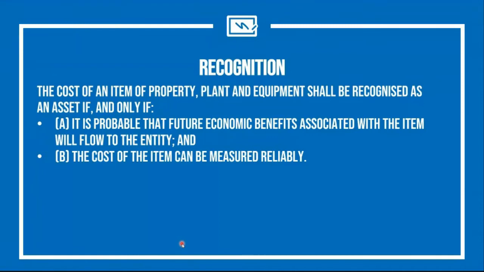So for the recognition criteria, the standard is very straightforward. It simply says there, the cost of an item of property, plant, and equipment shall be recognized as asset if and only if, letter A, it is probable that future economic benefits associated with the item will flow to the entity and, letter B, the cost of the item can be measured reliably. So, if you look into the recognition criteria, it is very simple that for as long as number one, the definition of PPE was satisfied, and number two, both A and B are satisfied in the recognition criteria, then the item will be recognized as property, plant, and equipment.